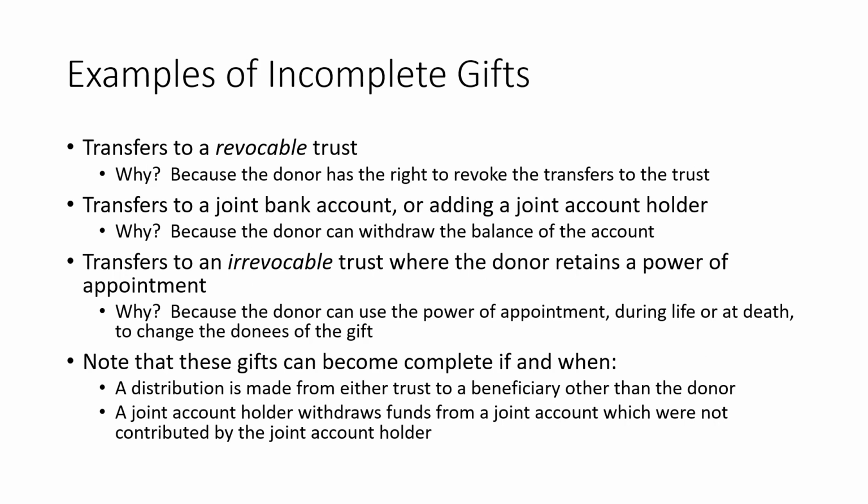To dig into this, it helps to look at some examples. Now, I bring this up because I've gotten a number of questions from clients recently, or even potential clients, who want to explore quote-unquote revocable trusts for purposes of using a gift tax exclusion. But a transfer to a revocable trust won't use a gift tax exclusion. It's an incomplete gift. Why? Because the donor has the right to revoke the transfers to the trust. So keep in mind that the right to take back a gift keeps it from being complete and keeps the donor from using any gift tax exclusion.